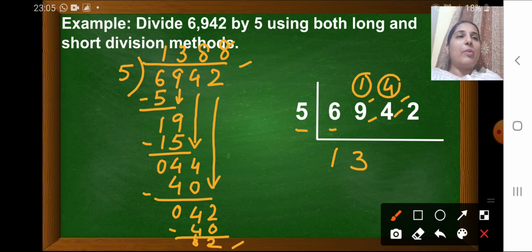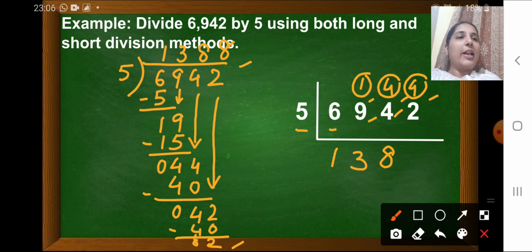Now just say the table of 5 which should not exceed beyond 44. So 5 6s are 30, 5 7s are 35, 5 8s are 40, and 5 9s are 45. So 5 9s are 45 will be more. So how many times? 5 8s are 40. Now when we'll subtract that 40 from this 44, what we'll get? 4 only. That 4 we will write just above the next digit of the dividend.